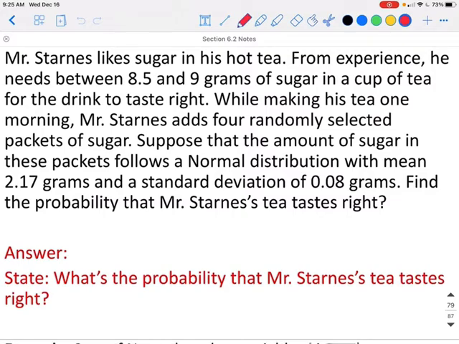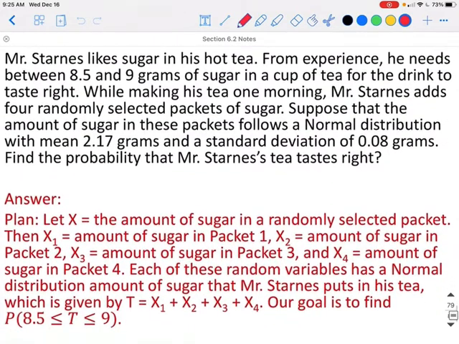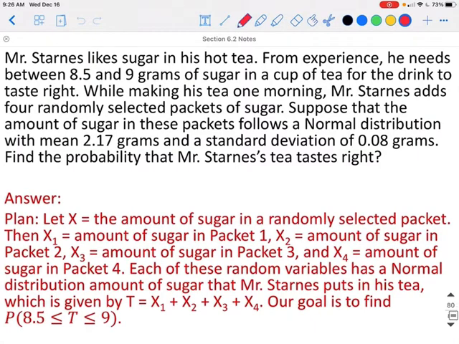So for our plan, we can let X equal the amount of sugar in a randomly selected packet. So then X1 is the amount of sugar in packet 1, X2 is the amount of sugar in packet 2, X3 is the amount of sugar in packet 3, and X4 is the amount of sugar in packet 4. Each of these random variables has a normal distribution of the amount of sugar that Mr. Starnes is going to put in his tea.